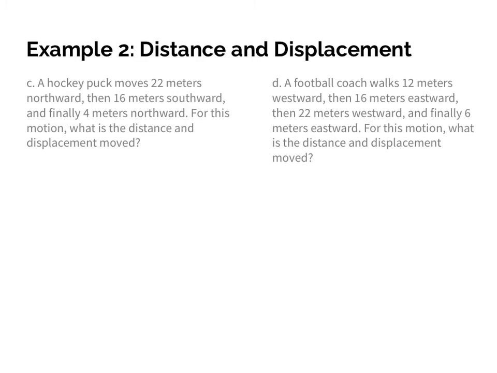All right, next two examples I want you guys to try on your own. A little extra sass here. You're going to have a couple more values thrown into the mix. So number C, you got the hockey puck, which is moving, and then number D, you got the football coach that's moving back and forth. So what would be the distance and displacement for each of those objects? Go ahead, pause the video, try these on your own.